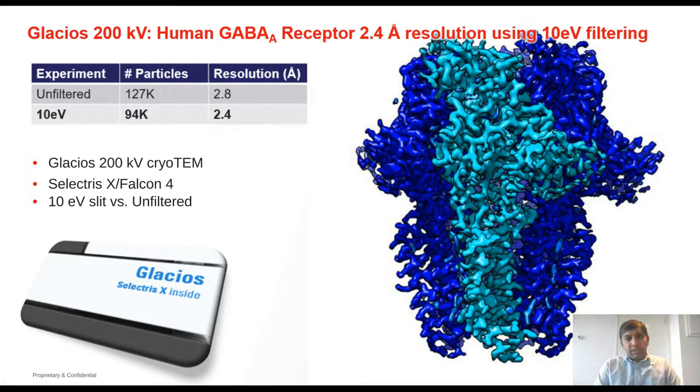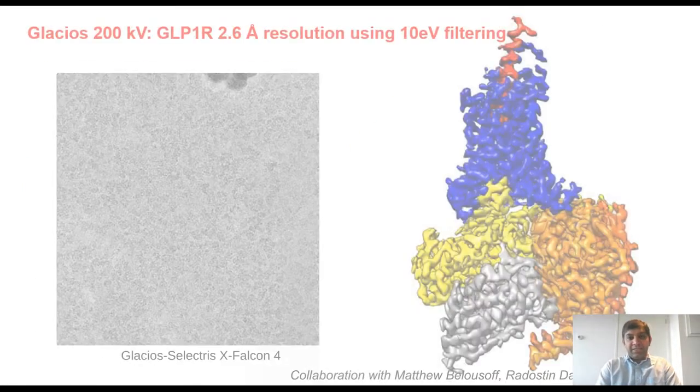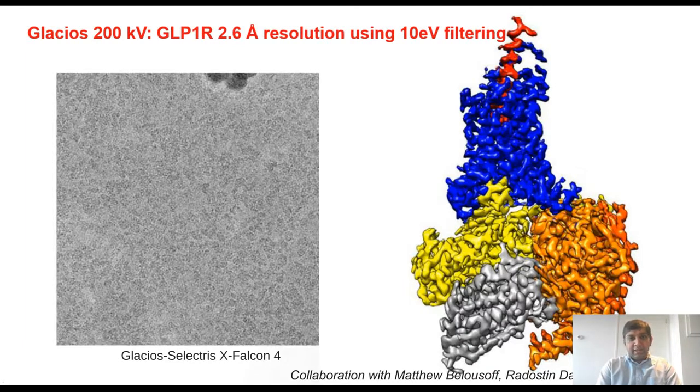Now, this again has C5 symmetry. We wanted to see what happens if we put an even more challenging sample which doesn't have any symmetry. For that, we tried to look at a GPCR sample. This is a collaboration with the group of Patrick Sexton at Monash University, as well as Radostin Danev at Tokyo University. Here we looked at the GPCR sample GLP-1R.